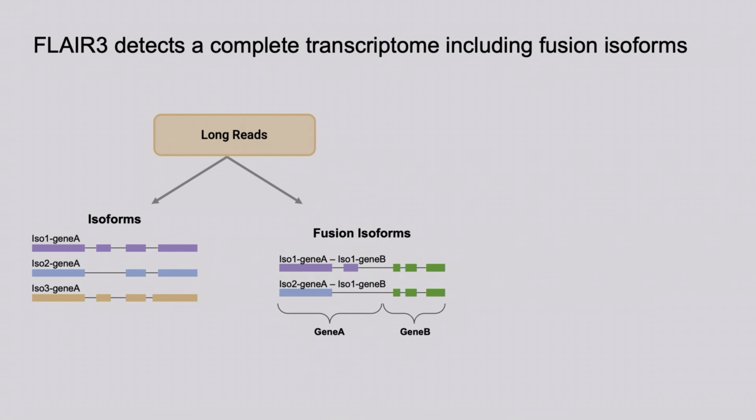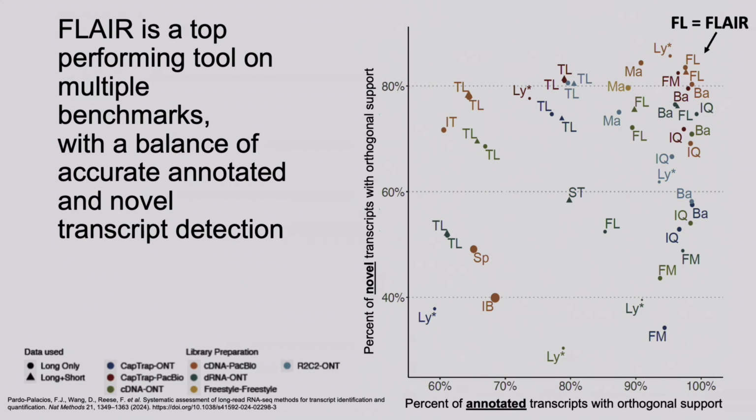And so FLAIR 3 leverages the long reads to identify not just isoforms, but it also does fusion detection. First off, on the isoforms part, I want to just pull up a little bit more data from the LR-GASP consortium, this time comparing bioinformatic tools. So FLAIR is a top-performing tool on multiple benchmarks that balances accurate, annotated, and novel transcript detection.